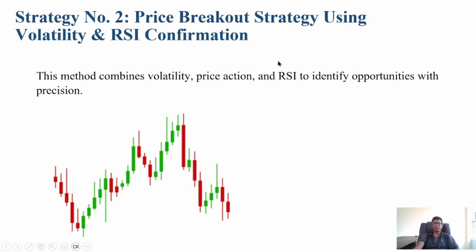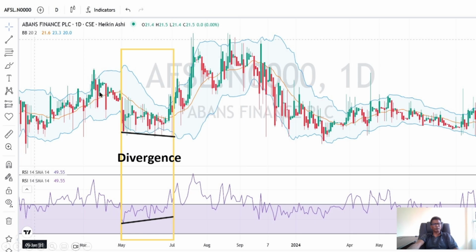Strategy number 2: price breakout strategy using volatility and RSI confirmation. This method combines volatility, price action and RSI to identify opportunities with precision. We can use RSI as a support to this technical decision making.